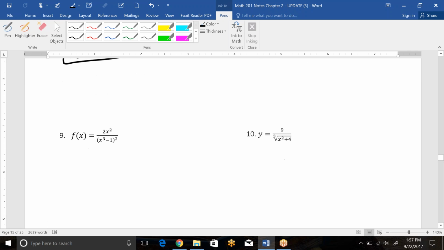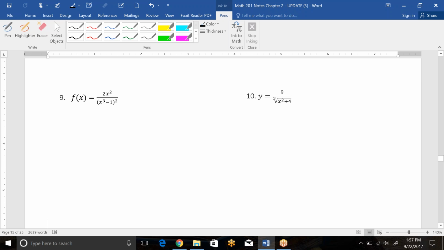Okay, let's look at number 10. So for 10, a lot of people go, well, do I need to use the quotient rule here? Actually, you don't. If either your top or your bottom does not have an x in it, it's actually better to try to rewrite this like a general power rule. Number 9 we did in class, and we had to use the quotient rule because there was x's on both top and bottom. So I'm going to rewrite this a couple different times. This is 9 over x squared plus 4 to the 1/3. And then I'm going to bring that up so that it's on the same line with the 9. But if we do that, we make the exponent negative.